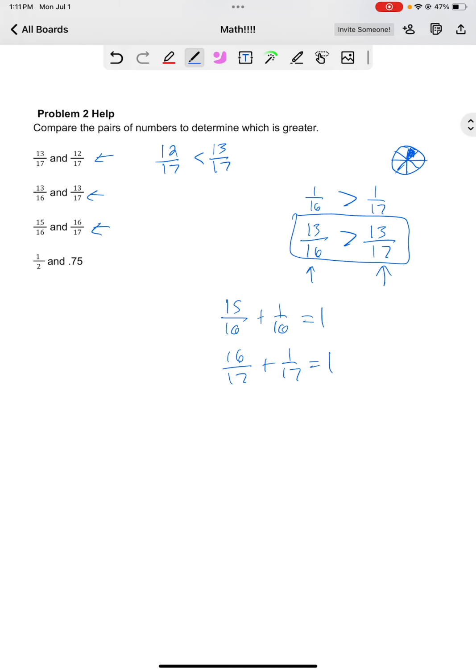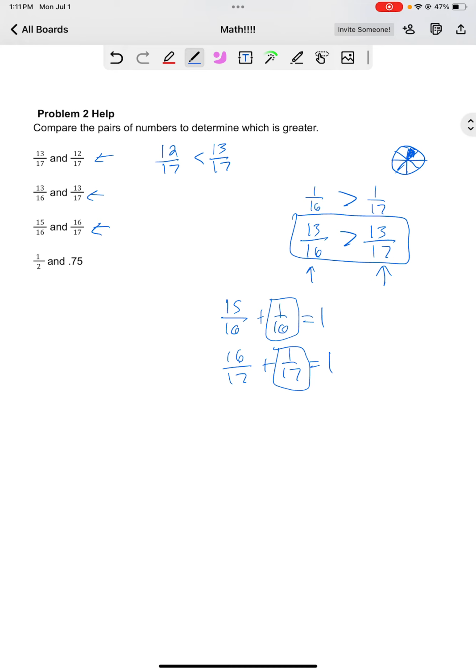And so now what we're going to ask is, which one is closer to being 1? Because the one that is closer to being 1 is going to be the bigger number since they're both less than 1 to begin with. And we're going to use that same piece of pizza to think about this, that same reasoning we just used. So we have 1/17 pizza slice away from being a whole pizza versus 1/16 pizza slice away from being a whole pizza.